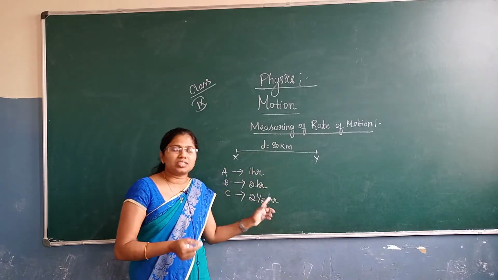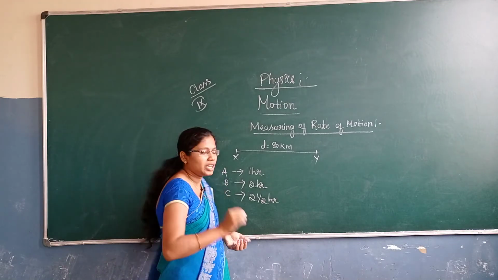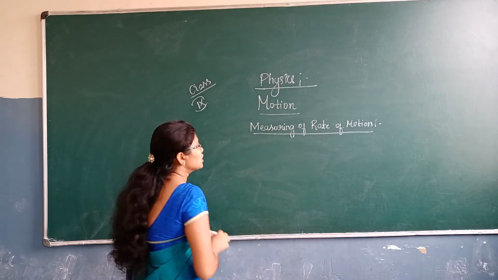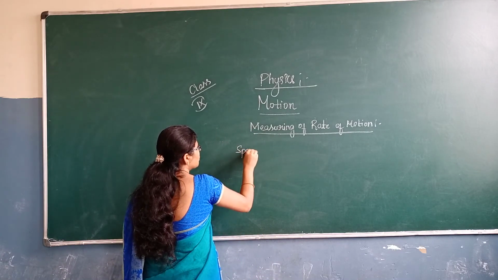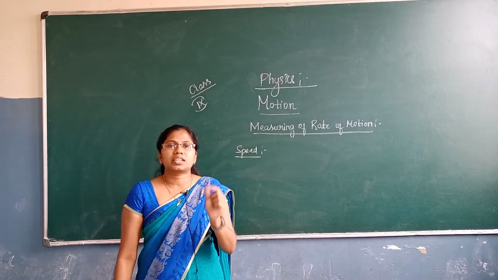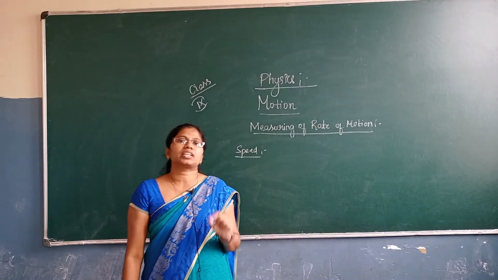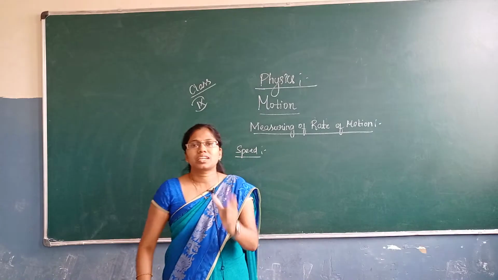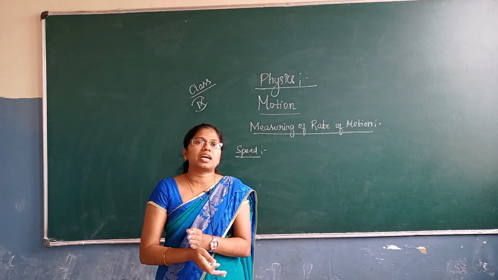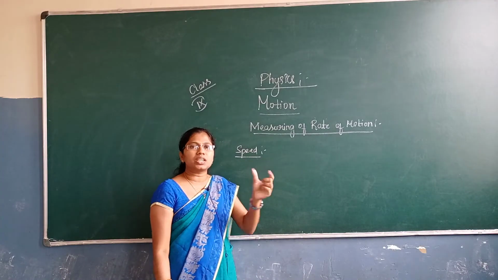To measure this rate of motion, there comes a physical quantity, that is speed. To measure the distance in unit time, there comes the physical quantity speed. So here the speed is used to measure the distance in unit time. To find out the distance the object has covered in a particular time, we are going to use the physical quantity speed.